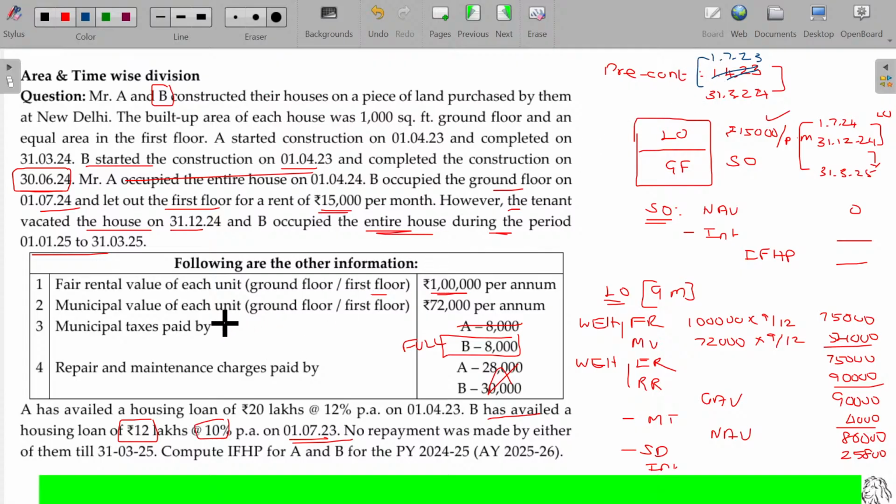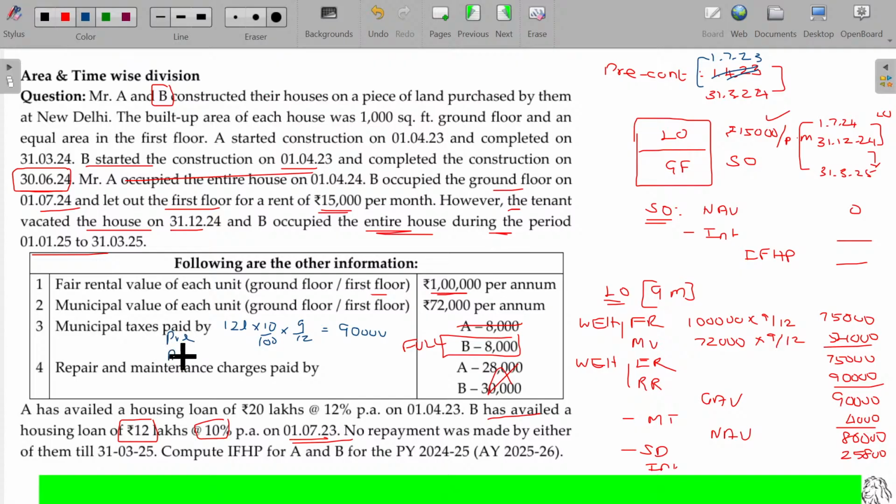So for the 12 lakhs, 10% for how many months? From here to here, 9 months. So 9 by 12. What is the value? 45,000. 10% for 9 months. 90,000. Okay, 90,000. This is pre-construction.